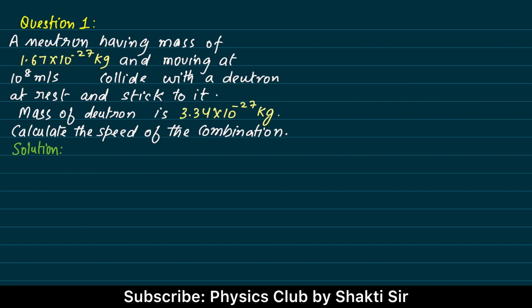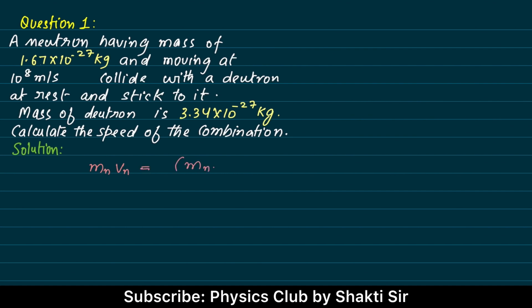So initially, only the neutron is moving. So the momentum of the neutron, mass of the neutron times the speed of the neutron, is the momentum initially. And after, when they combine with each other, this is the mass of the neutron and the mass of the neutron combined, with some common velocity vc. Let's put the values.